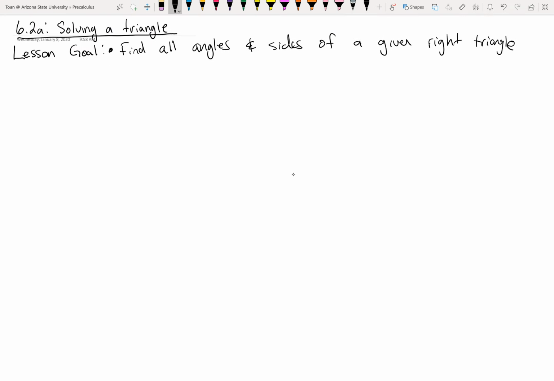6.2a is all about solving a triangle. And what does that mean, to solve a triangle? Well, it means exactly what our lesson goal is: to solve a triangle is to find all of the angles and all of the sides of any triangle. Today we're only going to talk about right triangles, and then later on we're going to talk about a generic triangle.